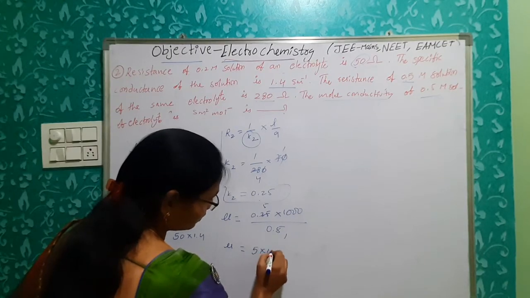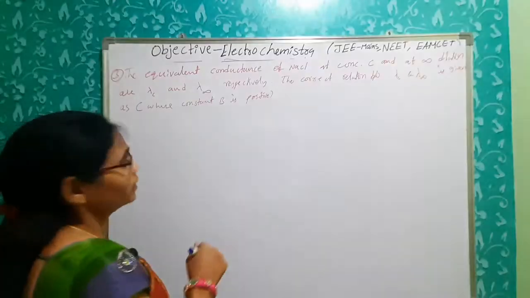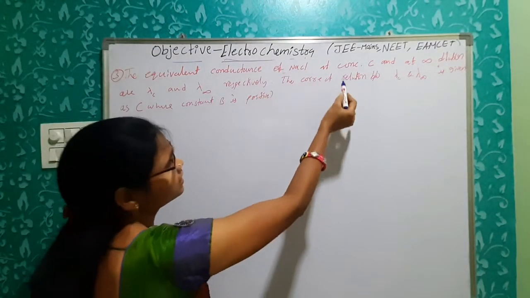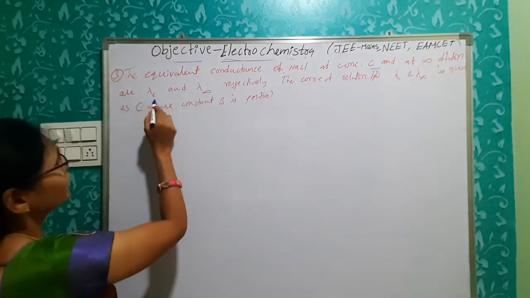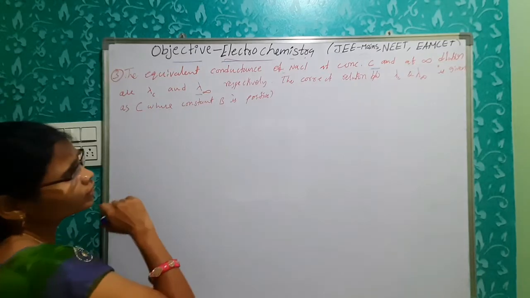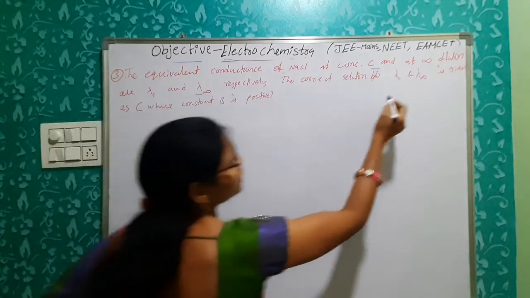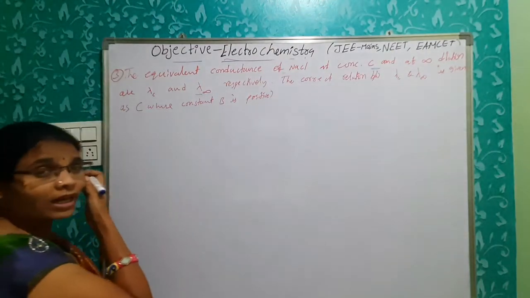Simply 5 into 10 power 2. Okay. Next, third problem. The equivalent conductance of NaCl at concentration C and at infinite dilution are given as lambda C and lambda infinity respectively. The correct relation between lambda C and lambda infinity is given by simply the Debye-Huckel-Onsager equation.